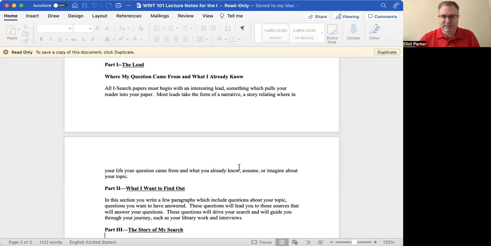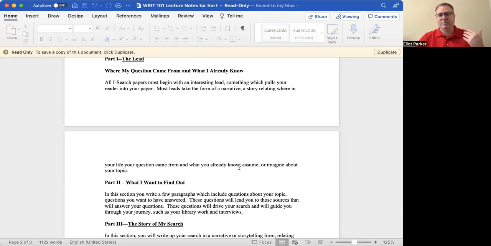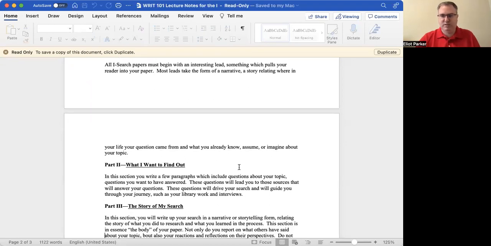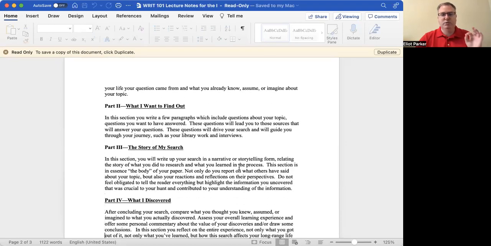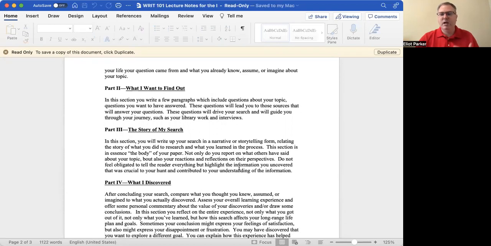There's a variety of ways you can set that up. But you should have some kind of introduction which gives the reader a sense of why you chose this topic. In part 2, you will talk about what you want to find out. So in a few paragraphs, you want to write about what you hope to accomplish in this research. It can be specifically related to your topic, or to research in general.